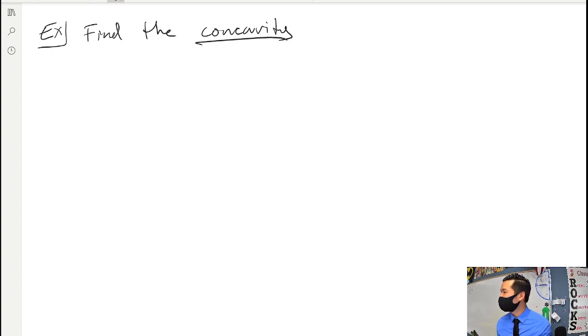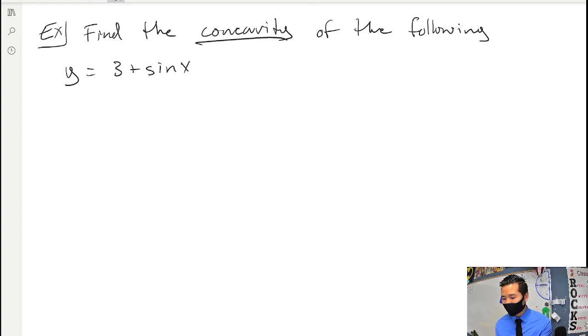Here we go. So for this problem, let's say I was asked to find the concavity of the following. Concavity is a fancy word for concave up, concave down, right? So let's say I had this function right here: y is equal to 3 plus sine of x. I'll give you guys a second to copy that.